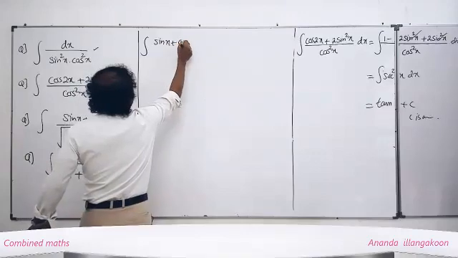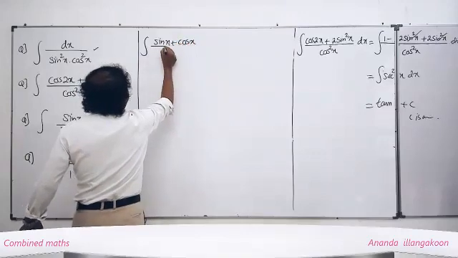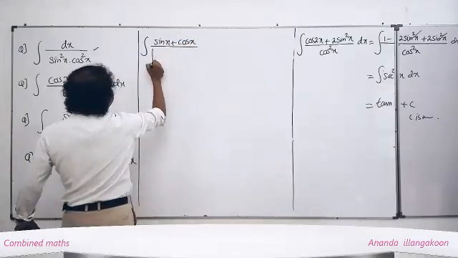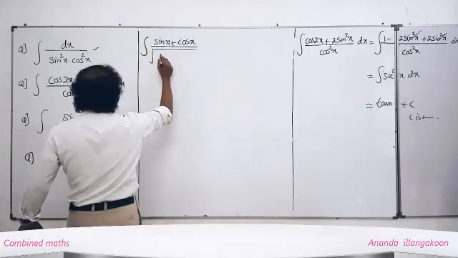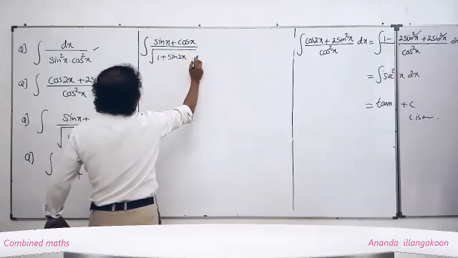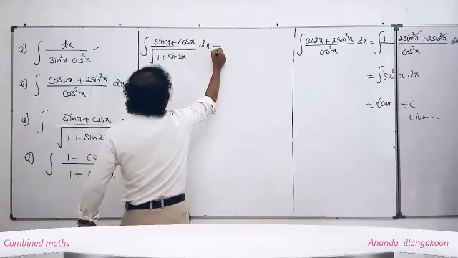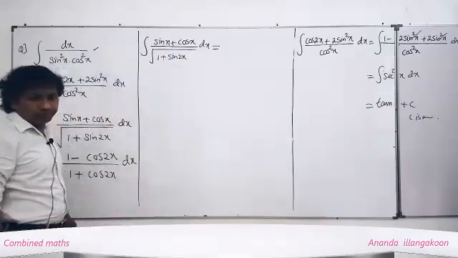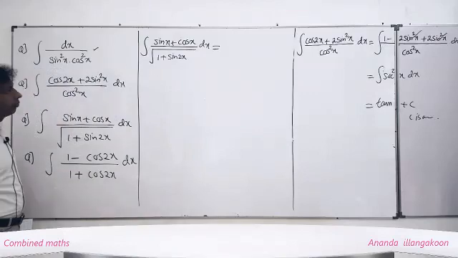Integral of (sin x plus cos x) divided by the square root of 1 plus sin 2x, dx. How to take this answer?